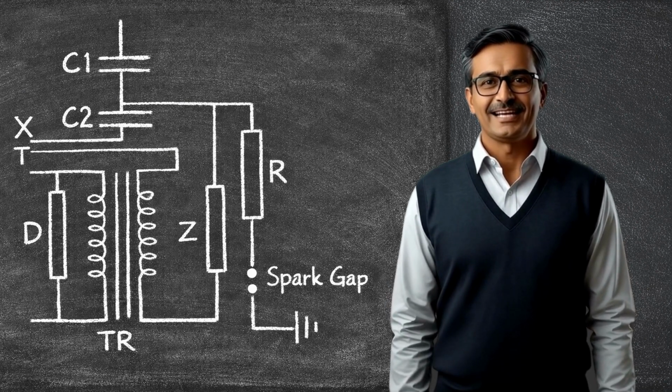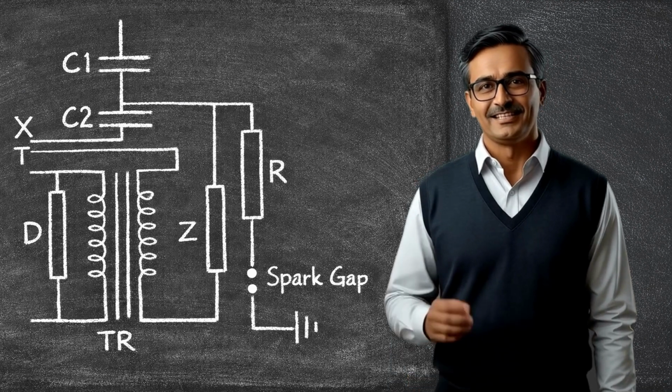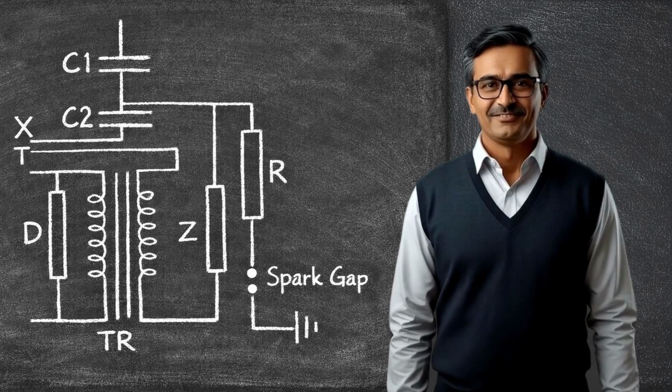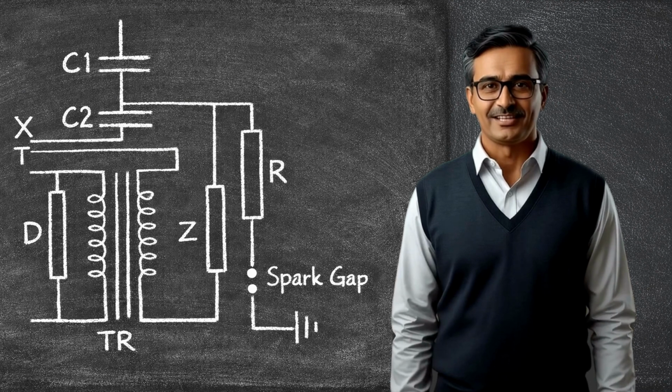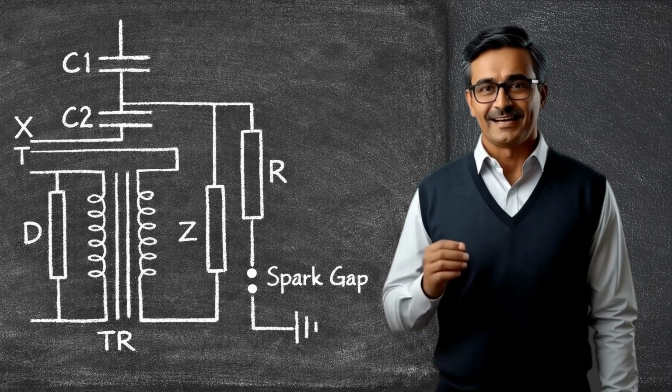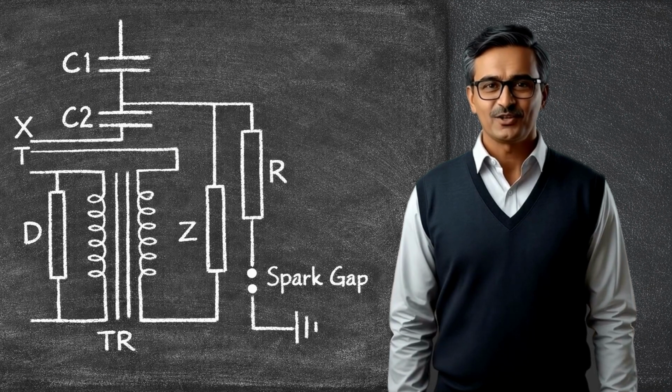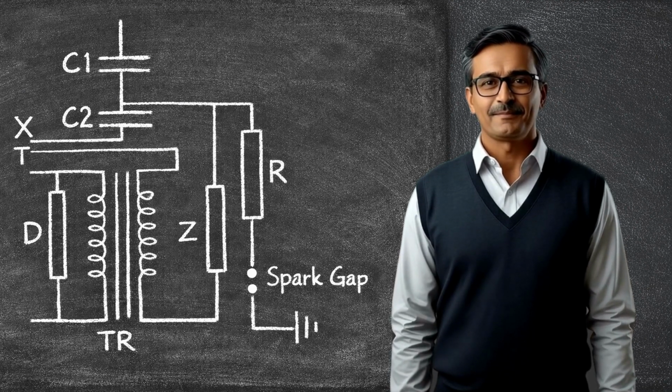Intermediate point X to T. Now observe this point between the capacitors, marked X and T. This point gives us the divided voltage. But this voltage is not yet suitable for measurement. Why? Because capacitors introduce phase shift and the output depends on frequency. So we need additional components to correct this.